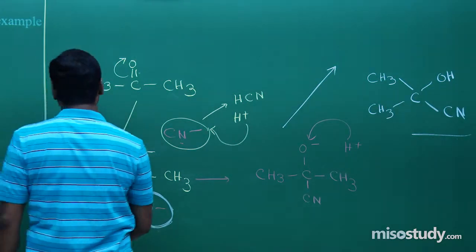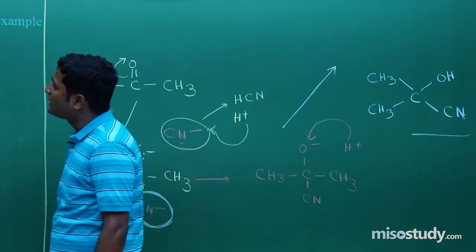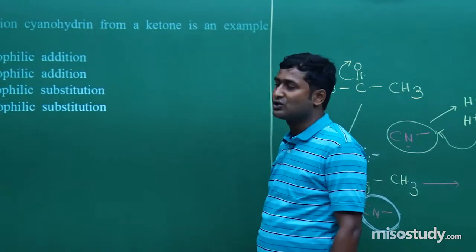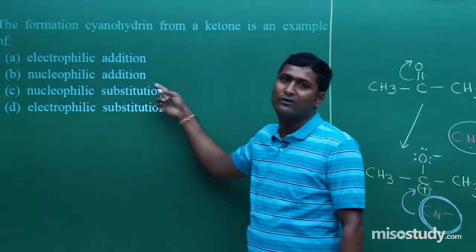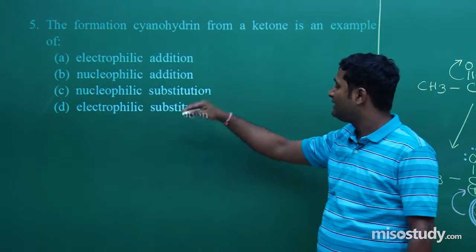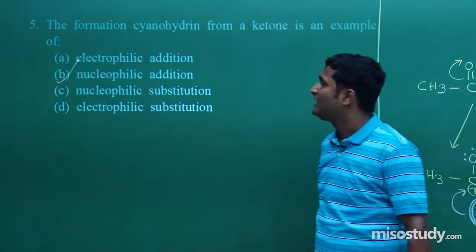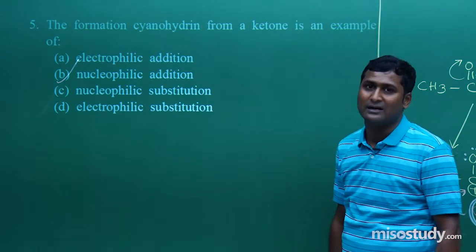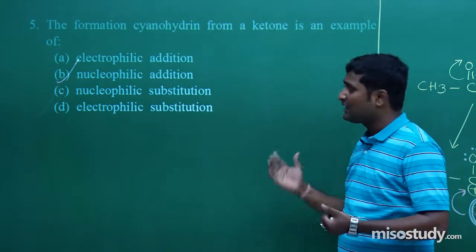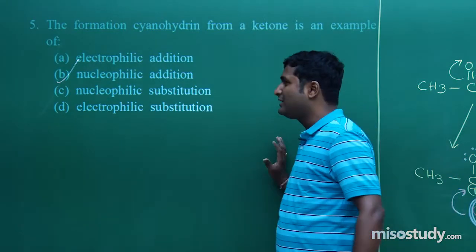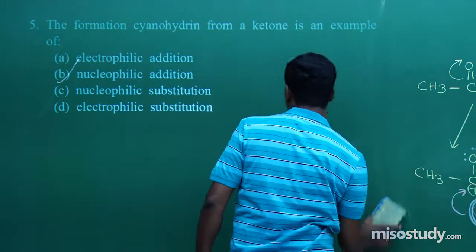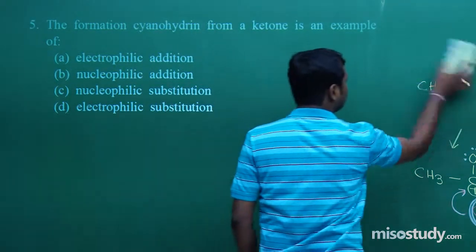If there is addition of a nucleophile, now check which one is the correct option. So for question number 5, B is the correct option, that is, nucleophilic addition reaction. These are very good questions. You can easily solve them if you have command over the theory. Now let's move to the next question.